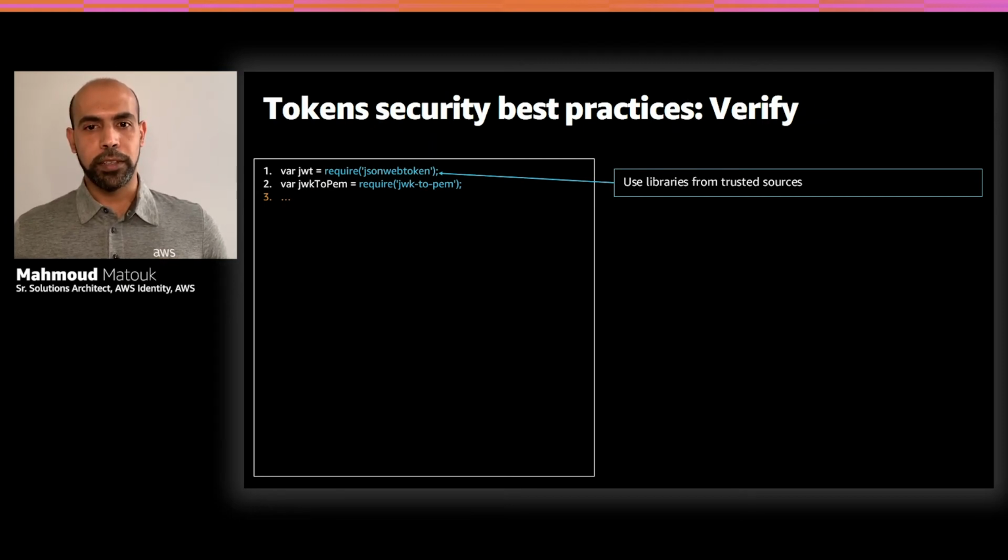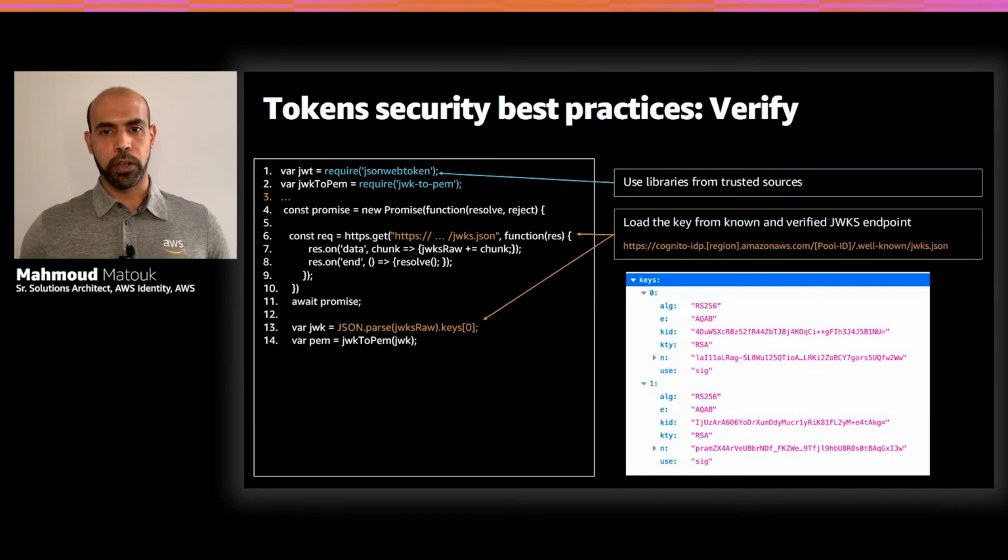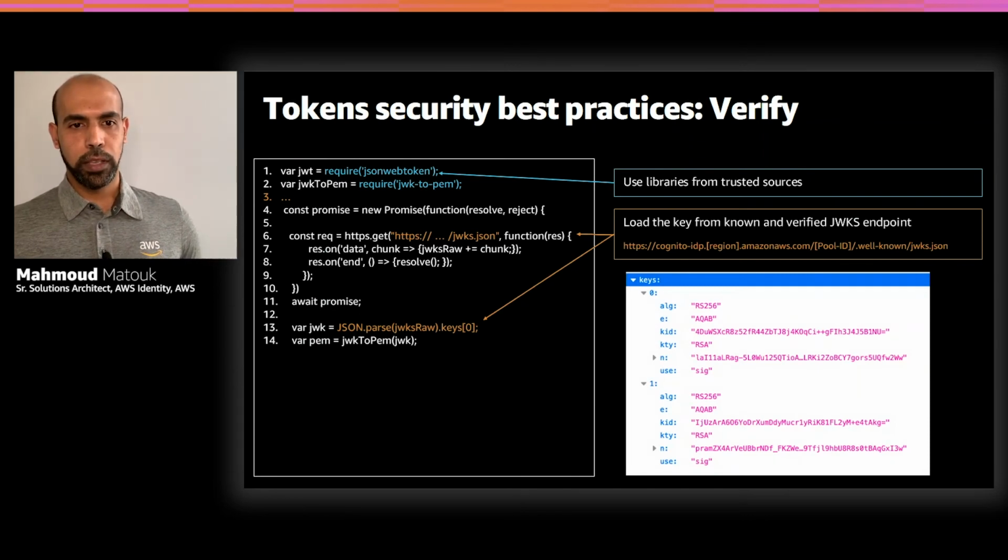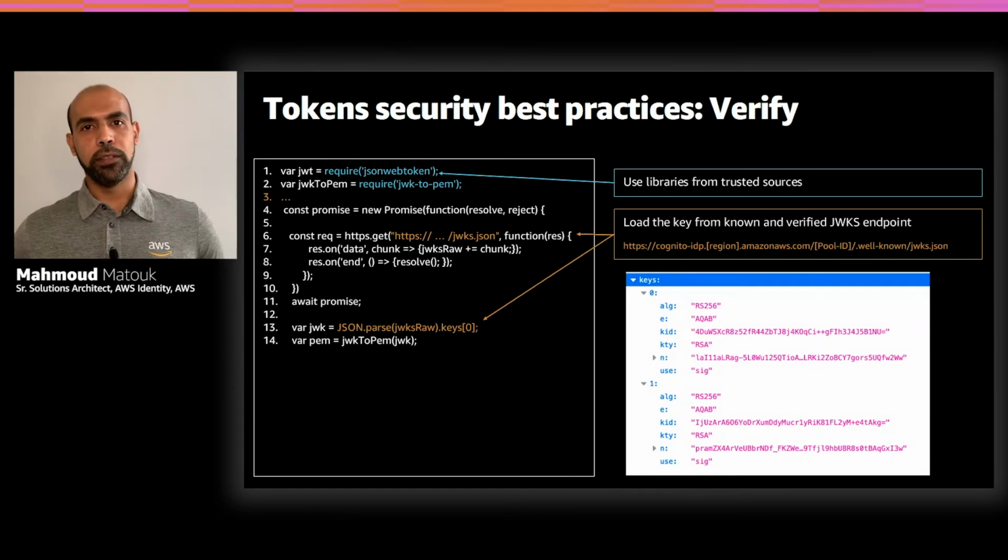The second best practice here is to load the public key from the JWKS endpoint. To verify a token, the token is signed with a private key, and to verify the token, you need the public key. The public key can be accessed using this endpoint as formatted here. The first time you access the public key, you should load it from the endpoint. You can then cache the key on your backend.